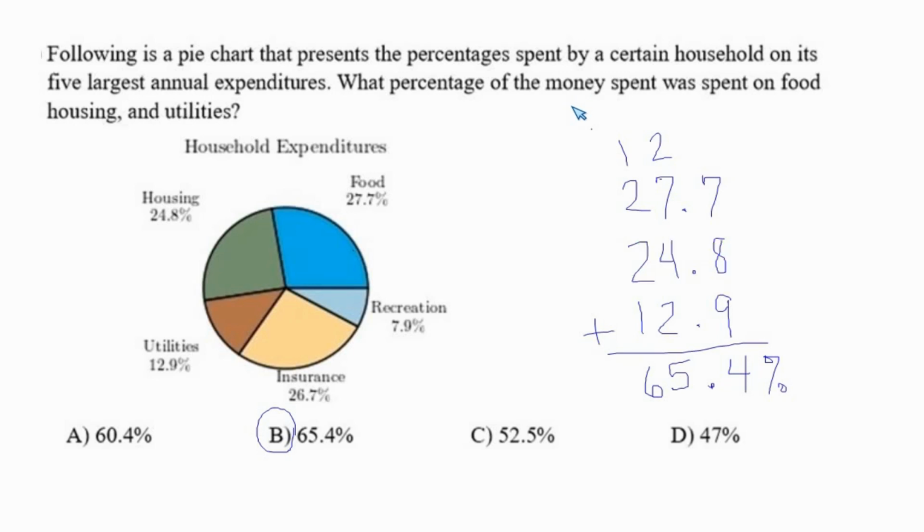In this particular case, we were being asked to add up the total of all three of these items. That is getting the sum of the three items, and we did that by adding them in order to get the correct answer, and in this case, once again, was option B, 65.4%.